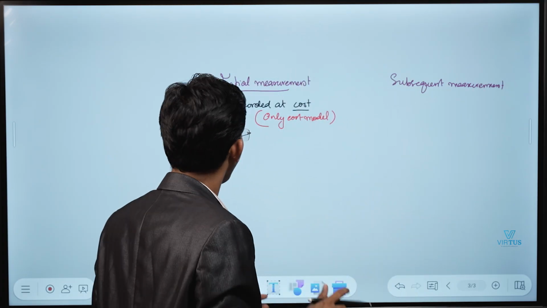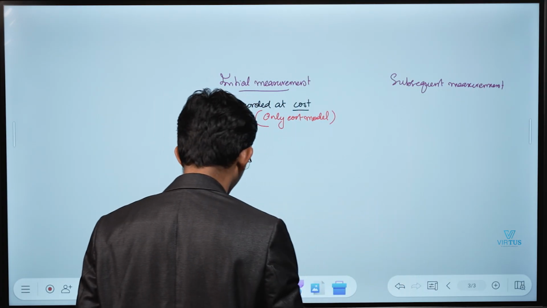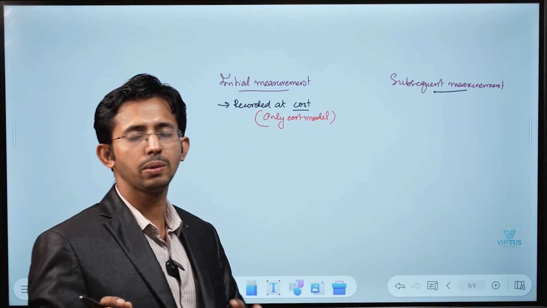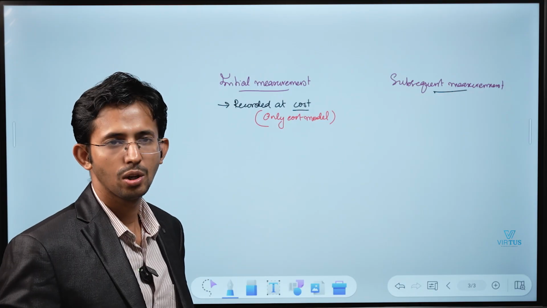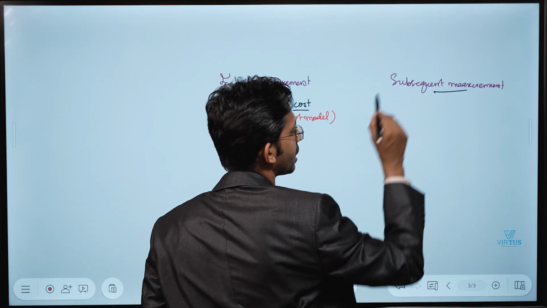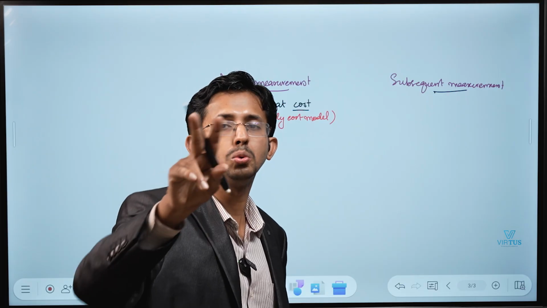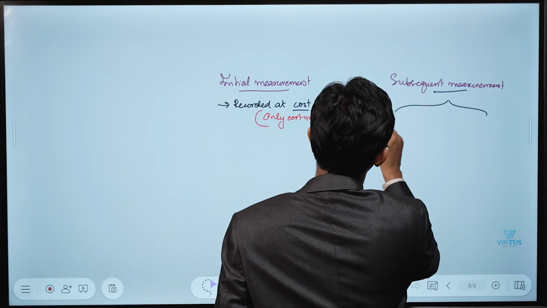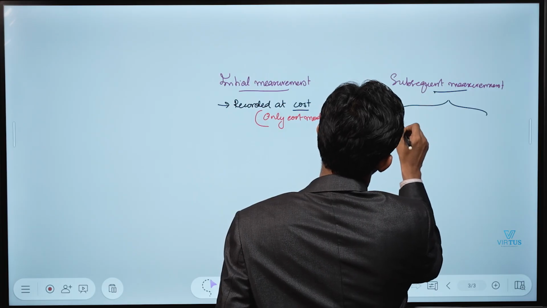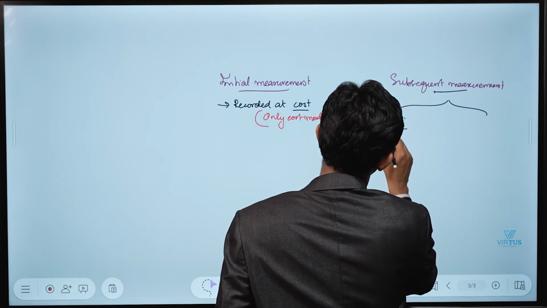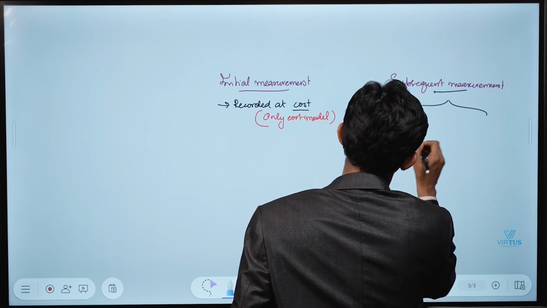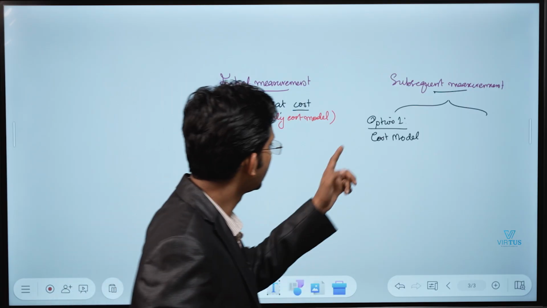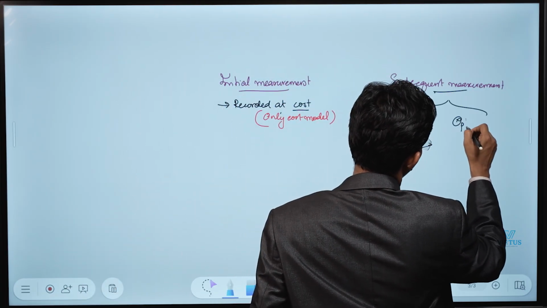Now whereas when you come to subsequent measurement, there is a change. And this is the major difference between your AS 10 and IND AS 16. What is that? When it comes to subsequent measurement, the standard gives you 2 alternative options. Option 1: you can go with the same cost model. So here you recorded at cost, the same model you follow. This is option 1.